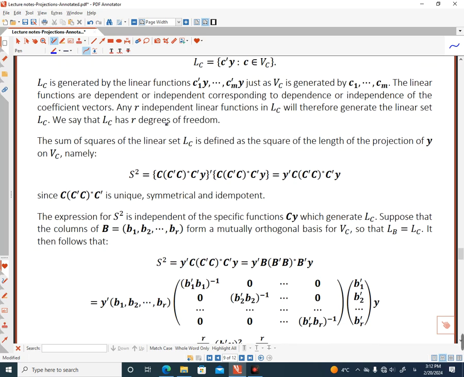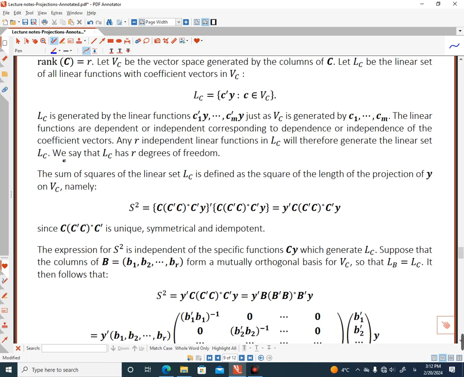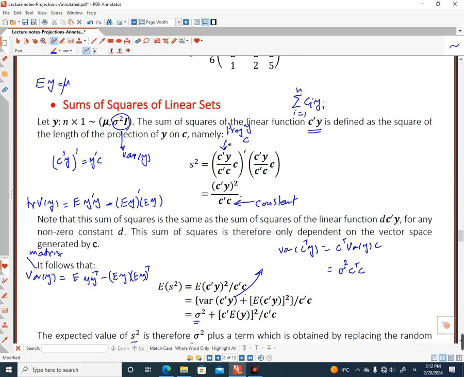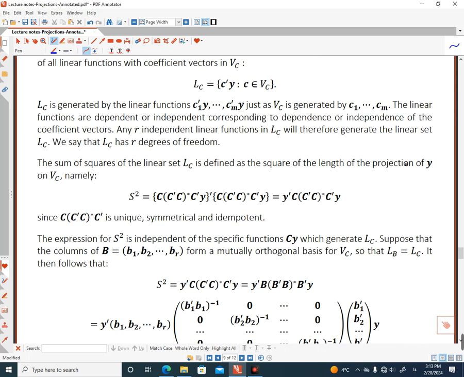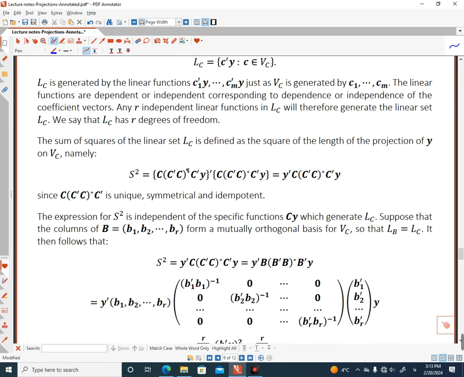Now let's consider the sum of squares of the sets. The sum of square of linear set LC is defined as the square length of the projection of y on VC, like you define for the linear functions. You define as the projection of y on C. Now when we work with sets, we define the projection of y onto VC. And it can be then constructed this way. This is actually the projection of y. So we have this transpose in order to construct S square.